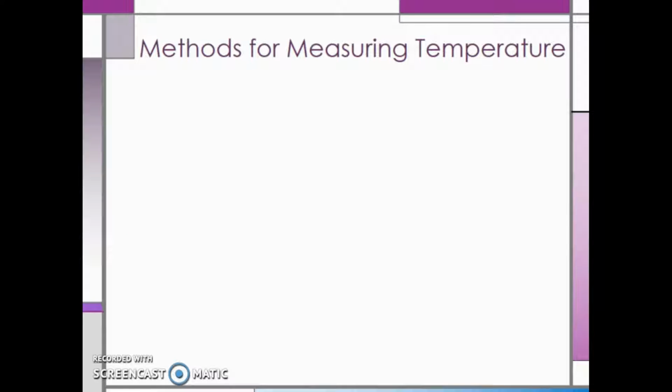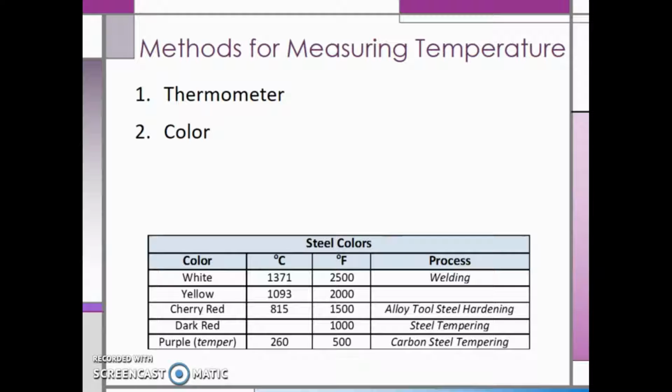There are many different ways that we can measure the temperature. First, we can use a thermometer to find the temperature. We can also roughly figure out a temperature of, say, steel by looking at what color is produced when it is heated. In this table, we see that when you are welding steel, the steel will appear white. If you are tempering it, then the color will appear darker, like dark red or purple.